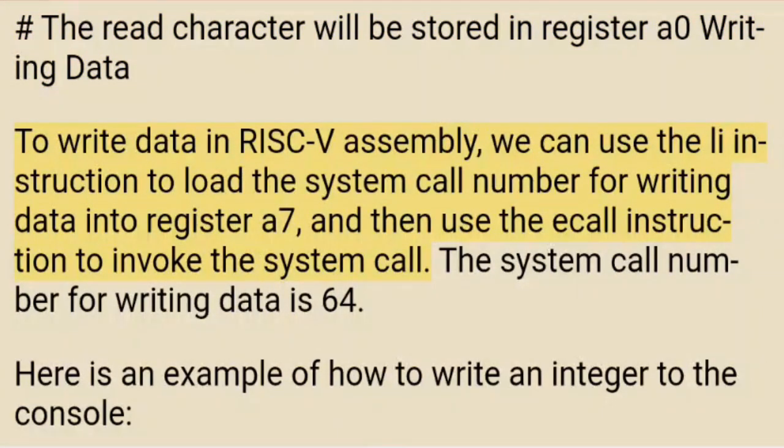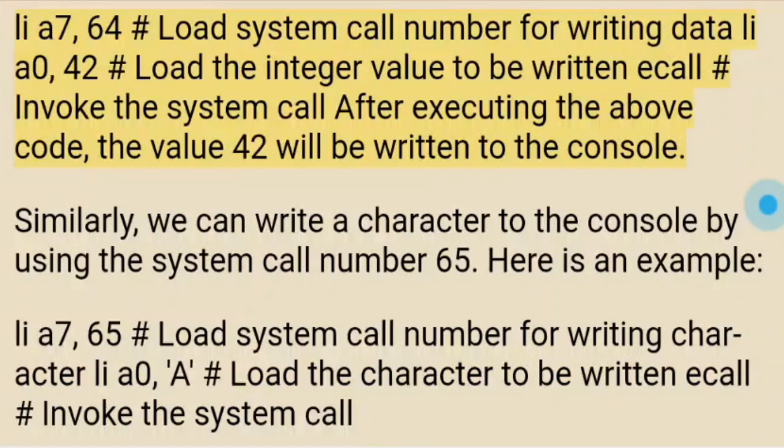Writing data. To write data in RISC-V assembly, we can use the li instruction to load the system call number for writing data into register A7, and then use the ecall instruction to invoke the system call. The system call number for writing data is 64. Here is an example of how to write an integer to the console. li A7, 64 # load system call number for writing data; li A0, 42 # load the integer value to be written; ecall # invoke the system call. After executing the above code, the value 42 will be written to the console.